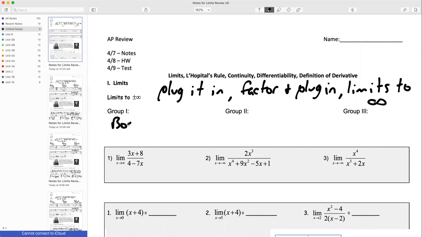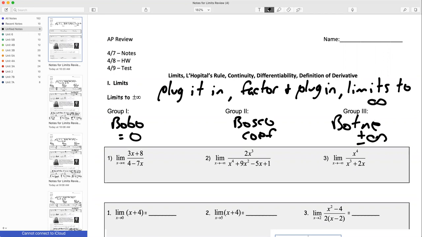So group one, we got Bobo. If it's bigger on the bottom, it's equal to 0. Then we got, I call it Bosco. Both of them the same as the value of the coefficients. I call it Bunny. Call it what you want to remember. Okay, but bigger on top, there is no end. So if there's no end, it is positive or negative infinity.